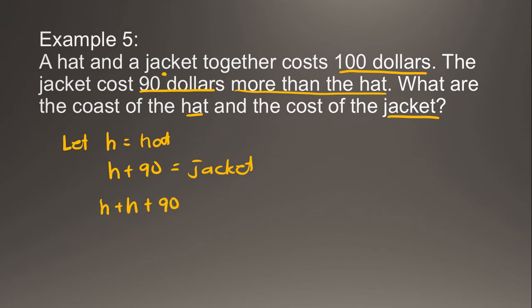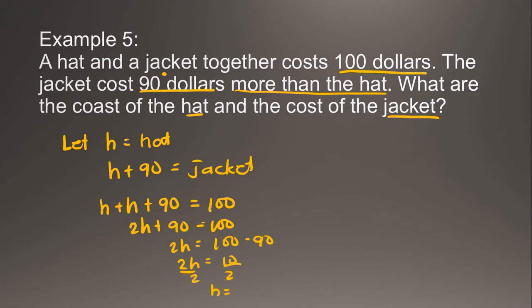Next, we are going to solve. So we add the hat plus the jacket: H plus 90 equals 100. So we're going to carry out now the plan. We solve it: that would be 2H plus 90 equals 100. We transpose 90, so 100 minus 90. So 2H equals 10. Next is divide both sides by 2. So the hat is $5.